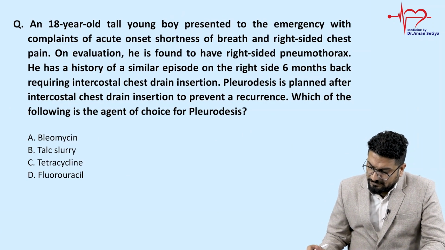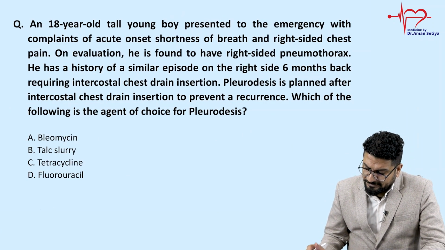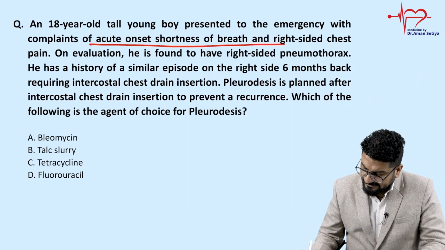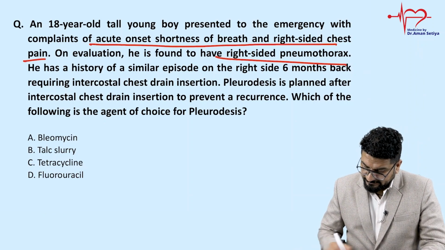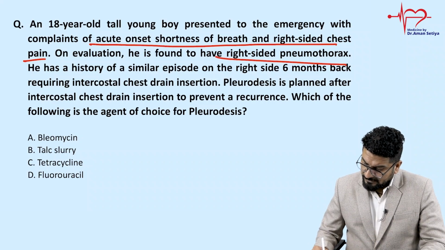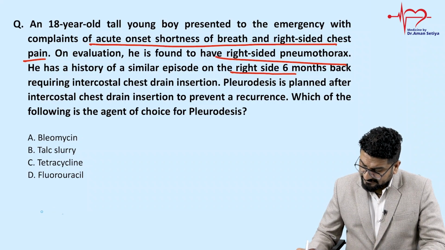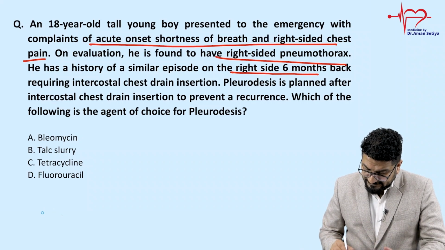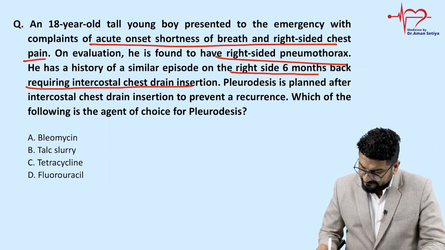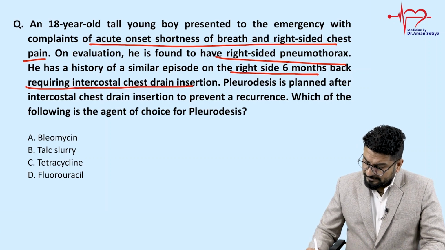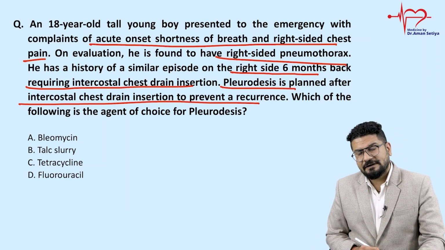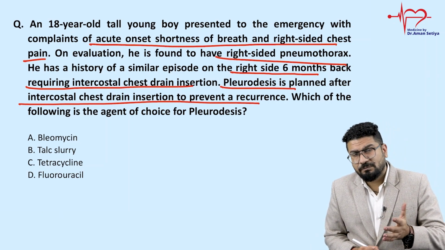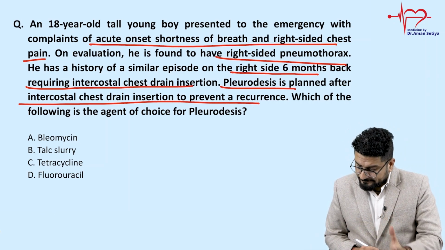An 18-year-old tall young boy presents to the emergency room with complaint of acute onset shortness of breath and right-sided pain. He is found to have right-sided pneumothorax. He had a similar episode on the right side 6 months back, requiring intercostal chest drain insertion. Pleurodesis is planned after intercostal chest drain insertion to prevent a recurrence. So understand this, we always do pleurodesis so that this will not occur again and again.